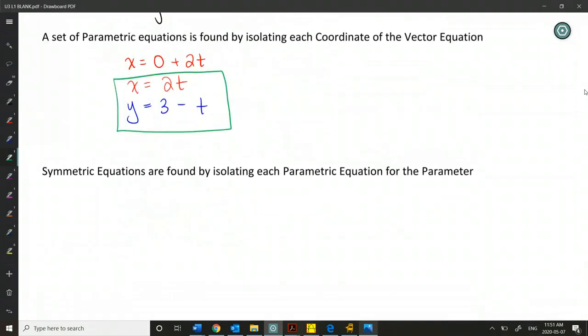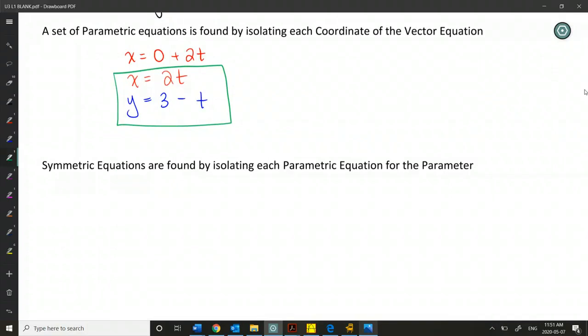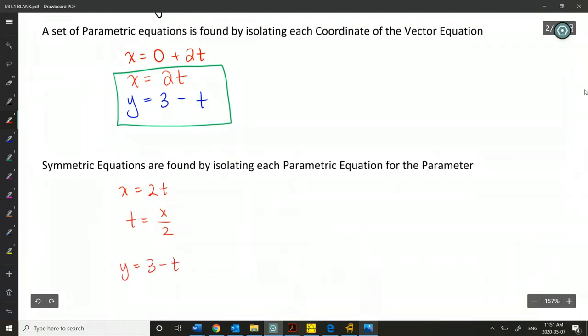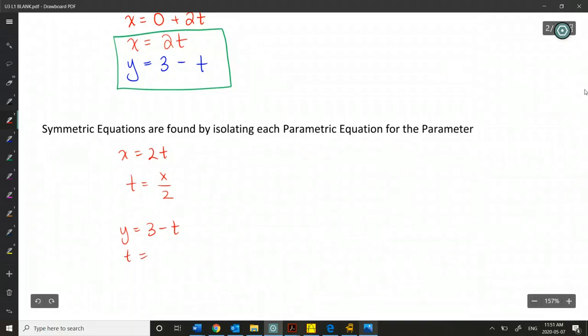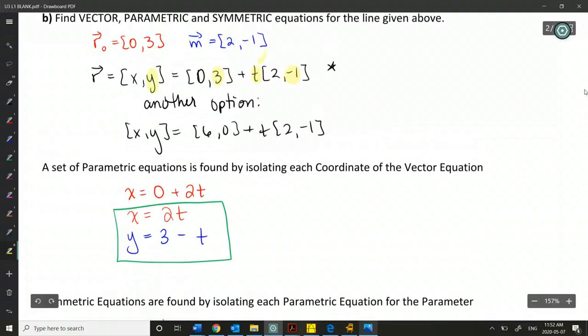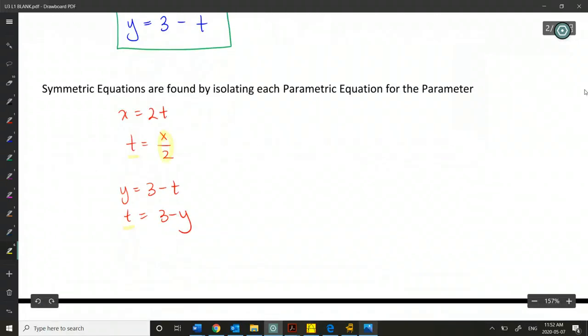And then from those, we can find our symmetric equations by simply isolating for the parameter. The parameter is t. So if I have x equals 2t, if I isolate for t here, that becomes x over 2. And if I have y equals 3 minus t, if I simply swap the t and the y here, I'll get t equals 3 minus y. And what you're going to do here is, now that you have the t's isolated, t needs to be equal in both scenarios because they both basically come from this same t up here. So I know that x over 2 must be equal to 3 minus y, and that will be our symmetric equation.